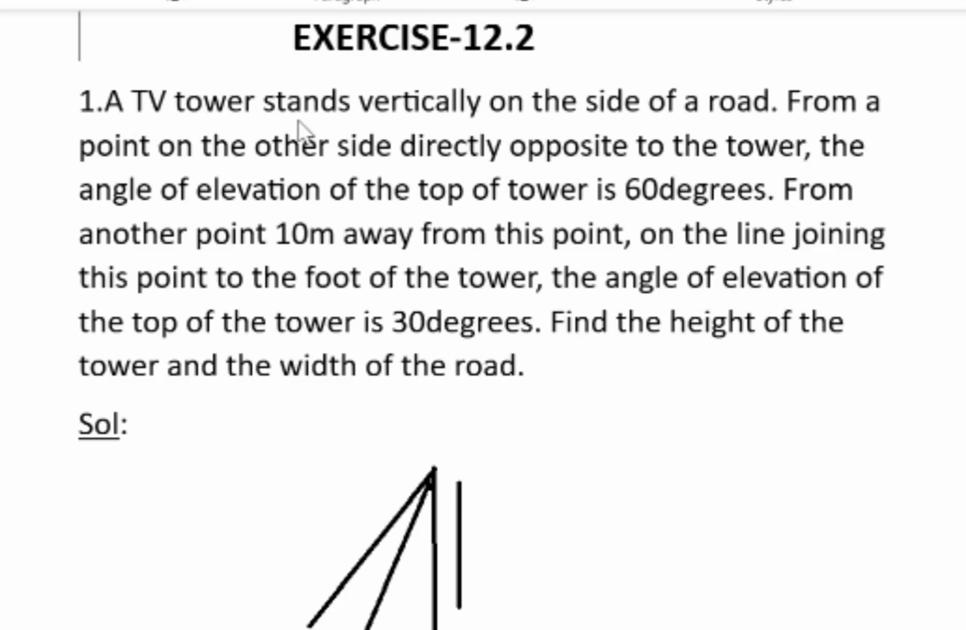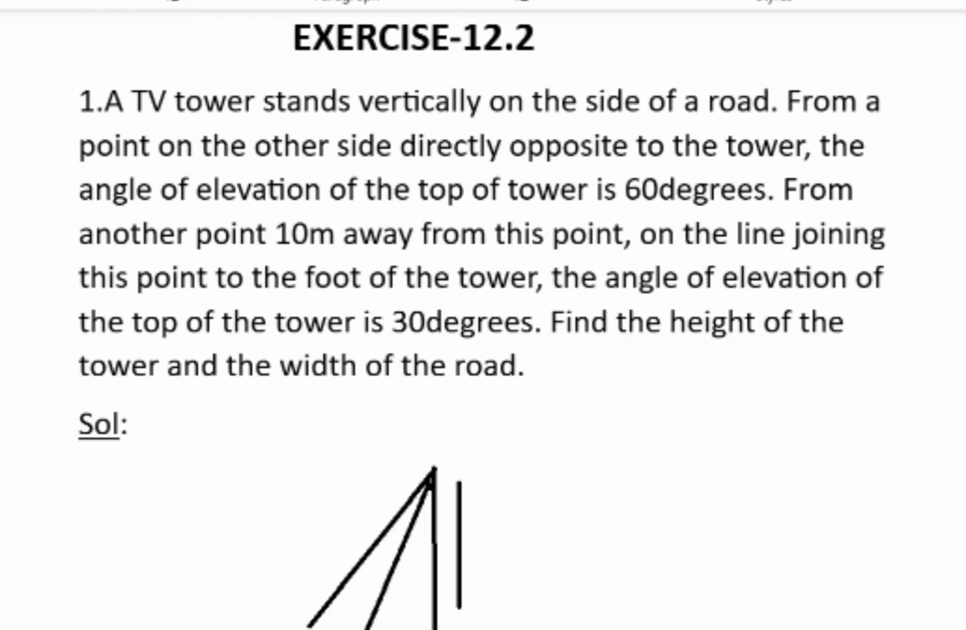A tower stands vertically on the side of a road. From a point on the other side directly opposite to the tower, the angle of elevation of the top of the tower is 60 degrees. From another point 10 meters away from this point, on the line joining this point to the foot of the tower, the angle of elevation of the tower is 30 degrees. Find the height of the tower and the width of the road.